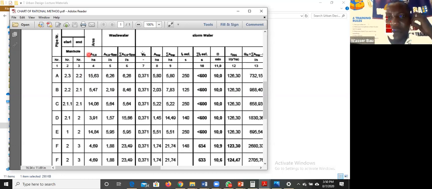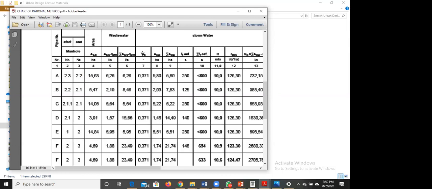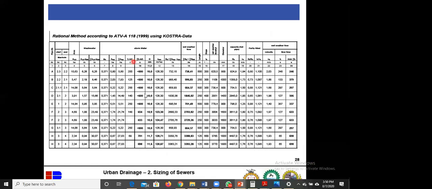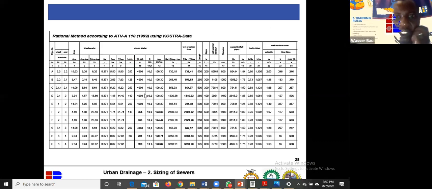So please, give us 2 minutes for us to open this chart and then try to compare it with this. Are you with me? So, okay, this is it.